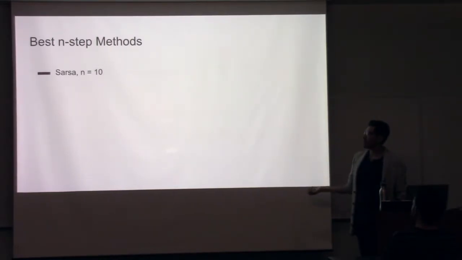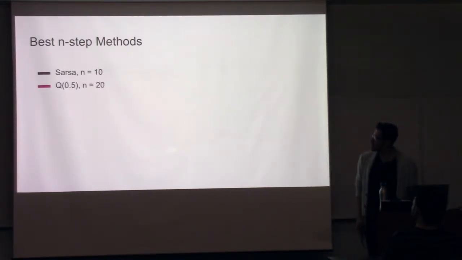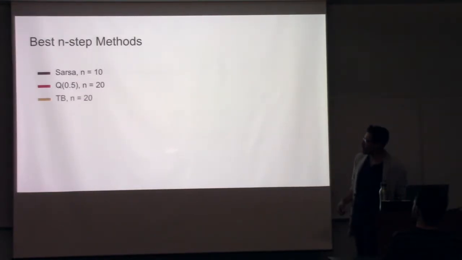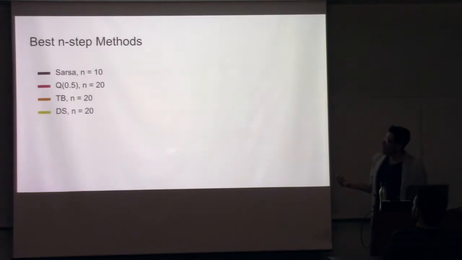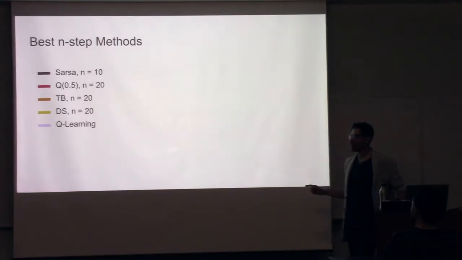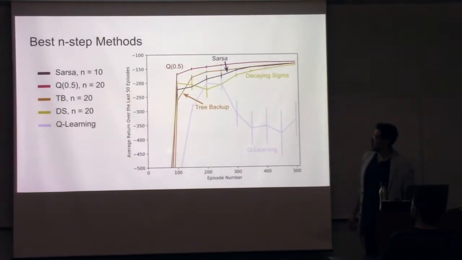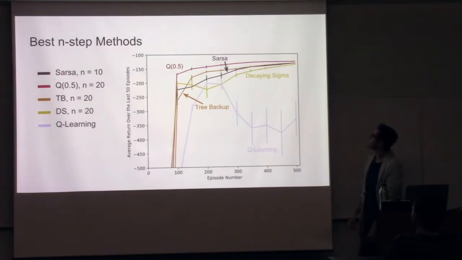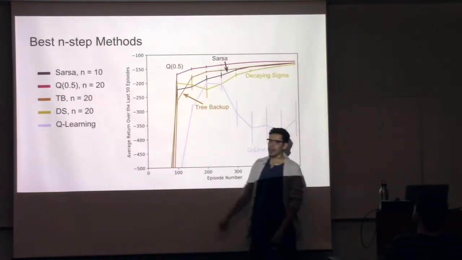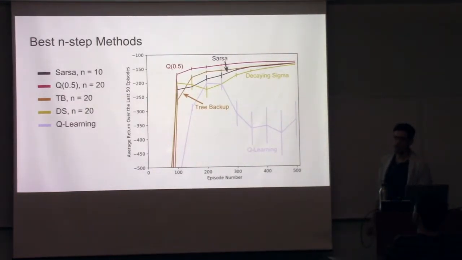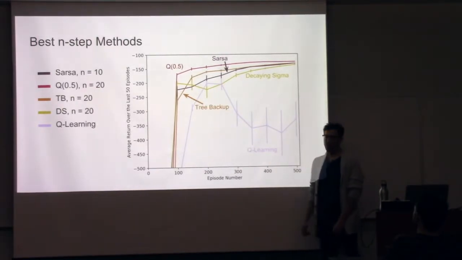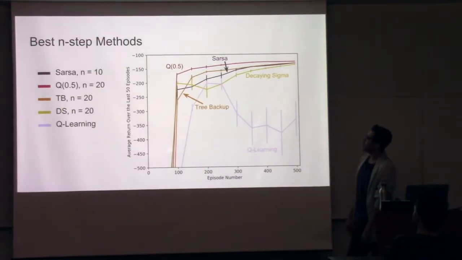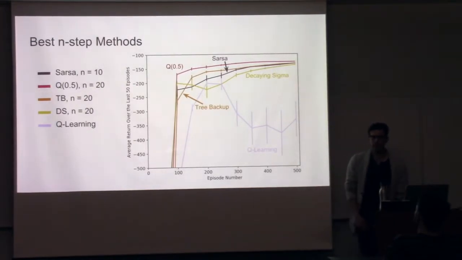For Sarsa, it was n equals 10, and it's going to be represented with purple. For Q sigma 0.5, it was n equals 20, represented with pink. Tree backup was n equals 20, and Decaying Sigma was n equals 20. Now, I'm also going to plot Q-learning just as a baseline, just so that you can compare it with that one. So this is how the plot looks like. Again, here's Q-learning. Tree backup and Sarsa at the very end seem to be performing pretty similarly. And Q sigma 0.5 is performing the best among all the algorithms. Decaying Sigma, unfortunately, wasn't as good as I was hoping for. But it's interesting that Q sigma 0.5 is performing so well.